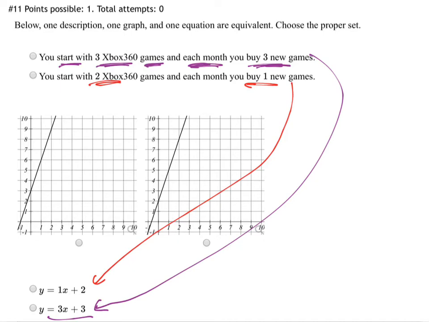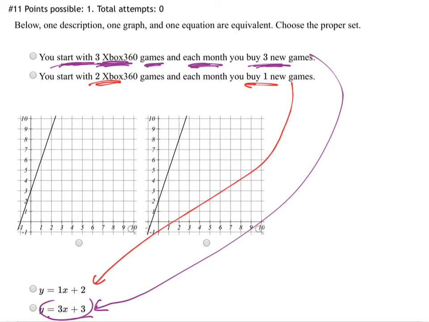Right, okay. Now let's try to connect those up with the right graphs. So how do we connect those up with the right graphs? Let's start with the purple one here. So which one is the 3x plus 3 graph?